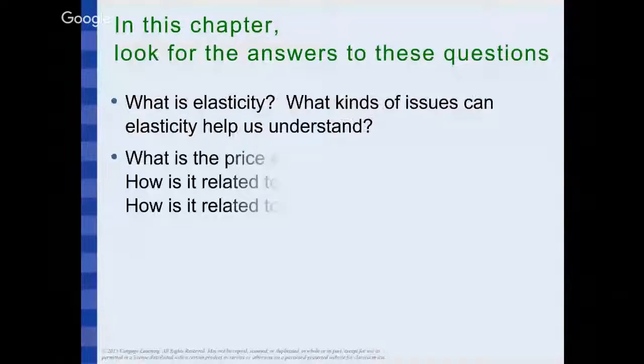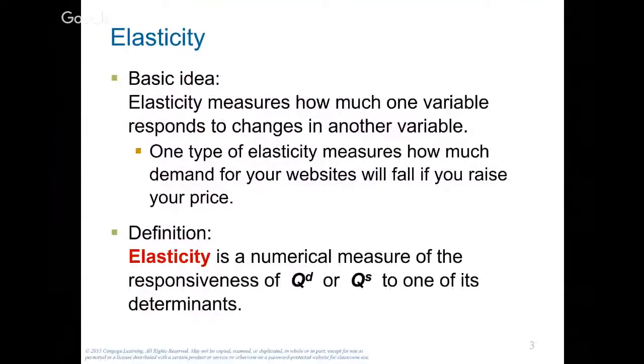So first, let's look at some definitions. Elasticity is a numerical measurement of the responsiveness of QD, which is quantity demanded, or QS, quantity supplied, to one of the determinant changes. So if anything changes, how much does our quantity demanded change, and how much does our quantity supplied change? That's called elasticity.